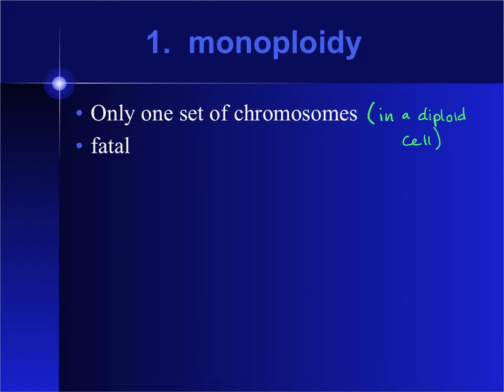The first case we'll talk about is called monoploidy, and this is when a cell that is supposed to be diploid has had a chromosome division problem. And so now there's only one set of chromosomes in a diploid cell, and that is fatal to the cell. Diploid cells are supposed to have 46 chromosomes in humans, and if you have a monoploidy cell, like a somatic cell that's monoploidy and it only has 23 chromosomes, that cell will simply not survive.